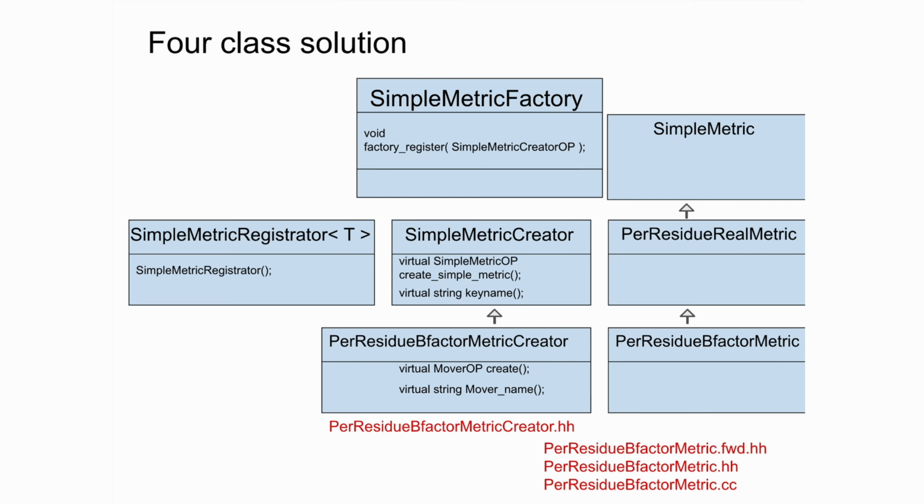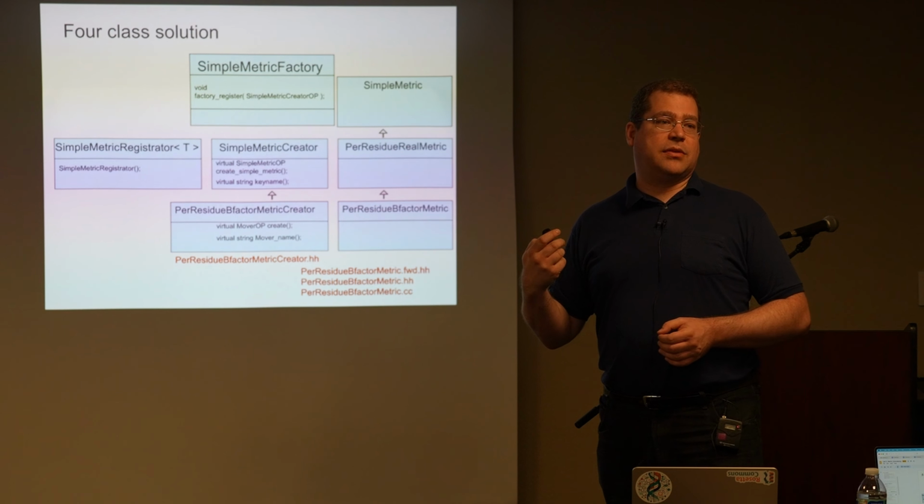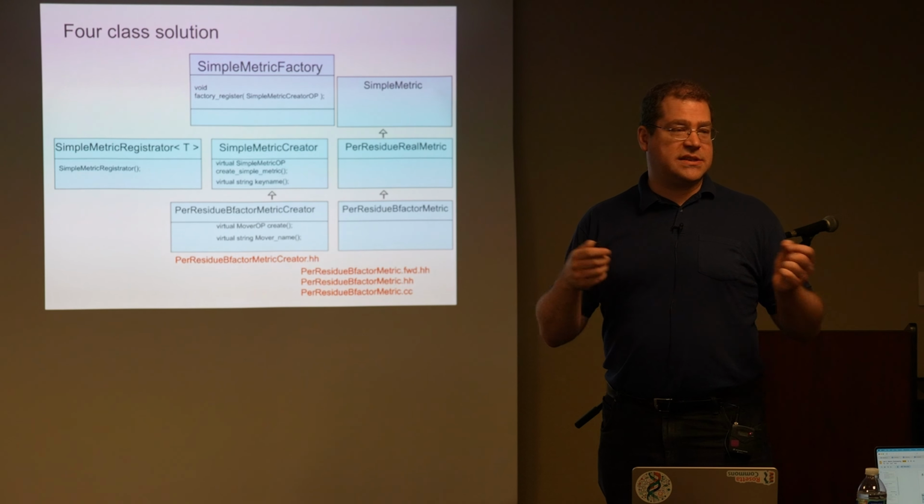All right. And so to hook that into the XML system, we're using that same sort of four-class system that we saw in the movers, where we have a factory object that is responsible for creating things. We have the creator and the metric itself, and then there's a SimpleMetric registrator that makes hooking the creator into the SimpleMetric factory very easy. This should all be very familiar from what you've done for the mover. It's basically the same thing with just SimpleMetrics as opposed to movers.